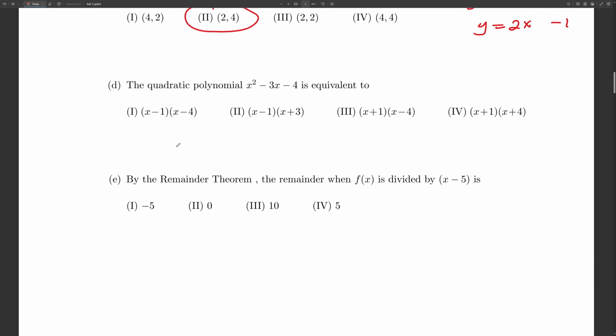Next, we're going to move on to the quadratic polynomial x squared minus 3x minus 4 is equivalent to which of these here. Now, I can go ahead and take each one and multiply them quickly since it's multiple choice and just find which one gives me this answer here, right? And if I do that, I'm going to see that my answer here is this choice here. So just multiply each one and see which one gives you this.